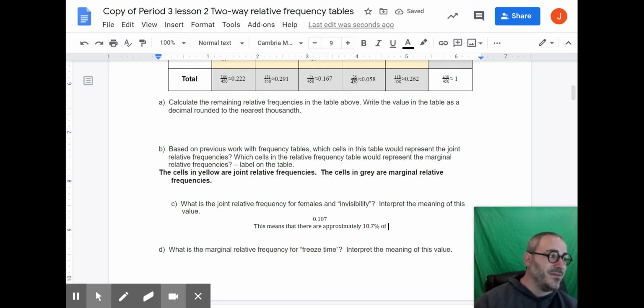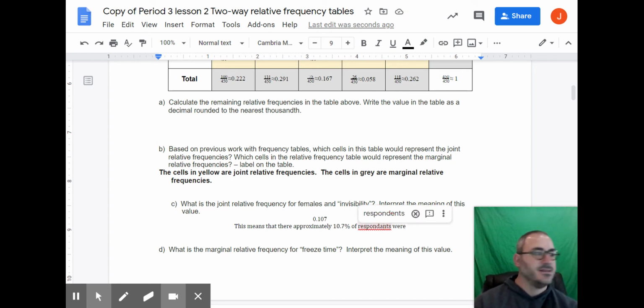I need to remove a verb here. This means approximately, I need to get rid of the R. This means approximately 10.7% of respondents were females that chose invisibility. Is there an E? Respondents? Yeah, respondents were females that chose invisibility.